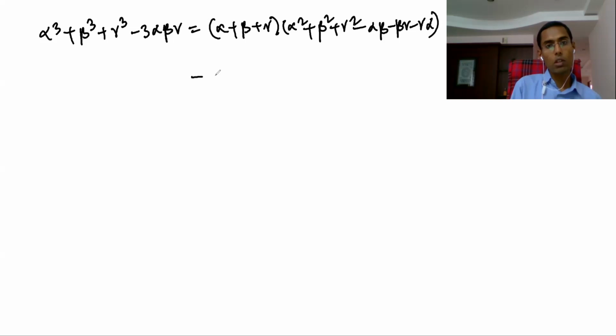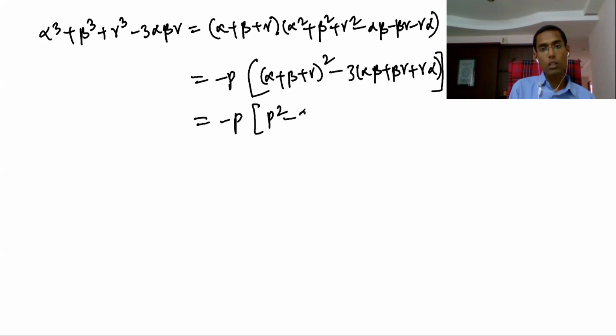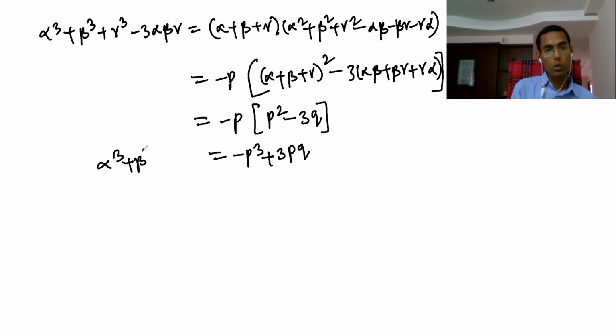This is the formula you have. So what we can write, this one is minus p. This one we can write as alpha plus beta plus gamma whole square minus twice, and here one more already there. Thrice alpha beta plus beta gamma plus gamma alpha is going to be there. So minus p into this is p square, minus this is p cube is going to be minus p cube plus 3pq, and here this is alpha cube plus beta cube plus gamma cube.